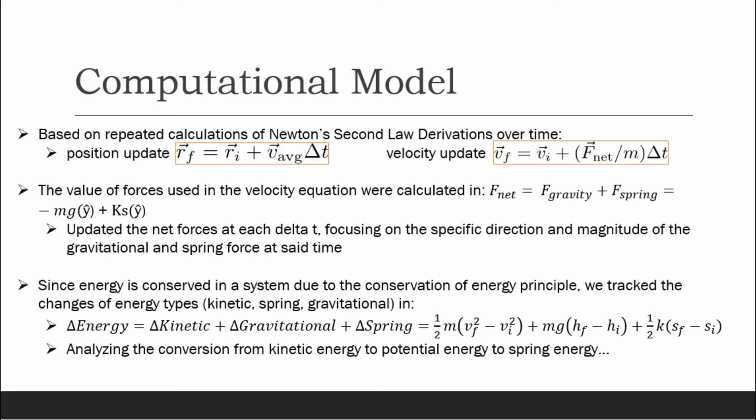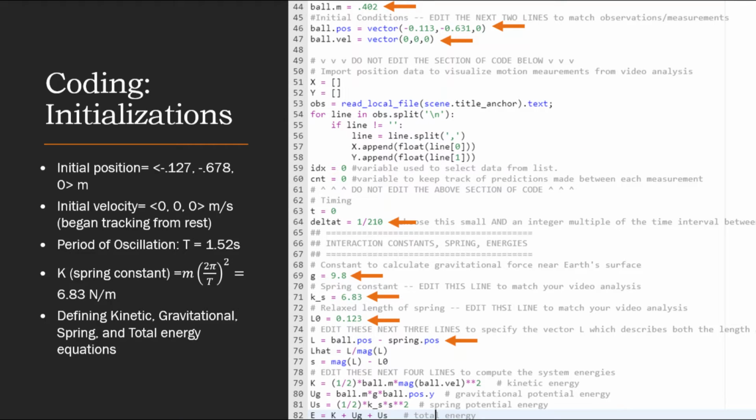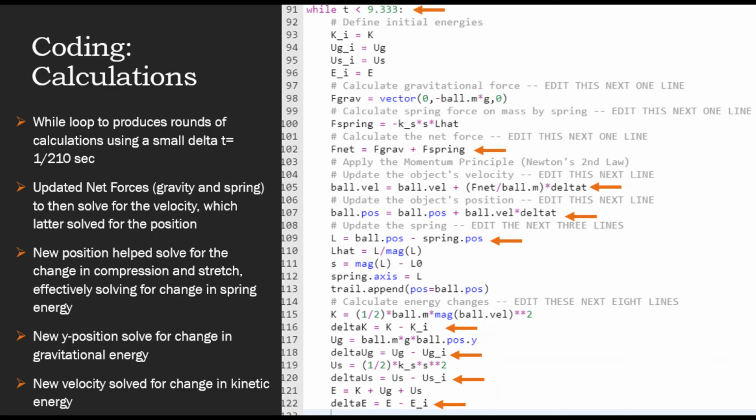The second part of the model focused on tracking the energy during the compressions and stretches, comparing changes in potential, kinetic, and spring energies. Coding initializations consisted of inputting the object's mass, initial position, initial velocity of 0 meters per second since it started oscillating from rest, a period of oscillations of 1.52 seconds, which we calculated by finding the difference in time it took for the mass to return to a position, the spring constant using the solved time period, giving a constant of 6.83 newtons per meter, and finally the equations for kinetic, gravitational, spring, and total energy of the system.